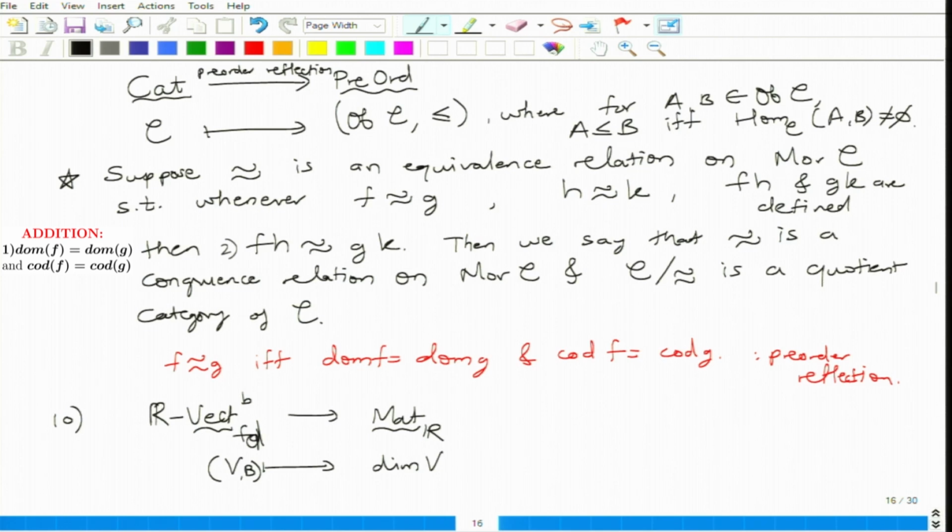Now this is a functor, and what will be the corresponding matrix in the image? Standard matrix. Yes, we are given a fixed basis, so with respect to them, this particular linear transformation will have a matrix, and that will be the matrix in the image. Okay, so this is another example.